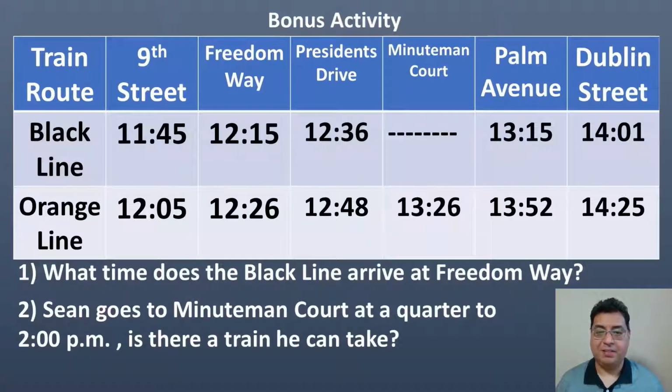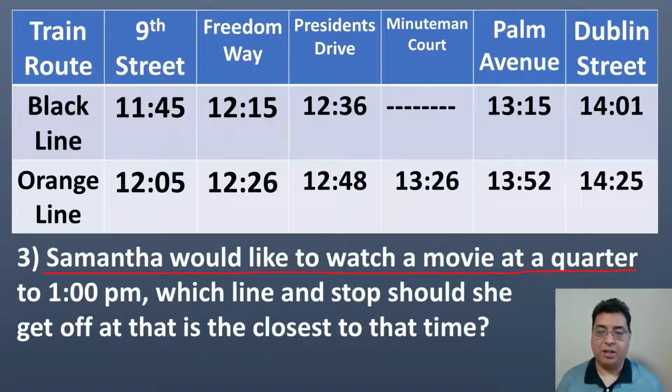So for the bonus activity, I'm going to ask you very similar questions to what I just showed you here. Using the same train route here, I've got a few questions that I want to give you so you can see if you understand this. So for number one, what time does the black line arrive at Freedom Way? Number two, Sean goes to Minuteman Court at 1:45 p.m. Is there a train he can take? Samantha would like to watch a movie at 1:45 p.m. Which line and stop should she get off at that is closest to that time?